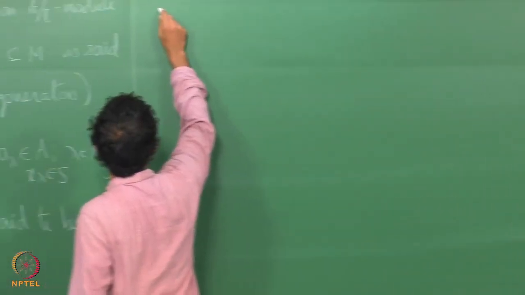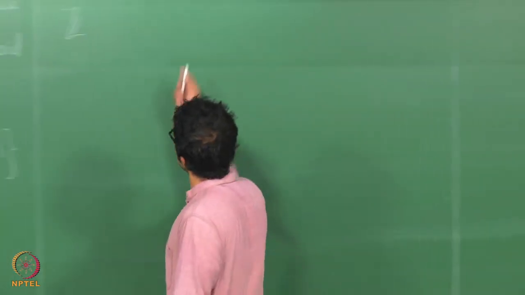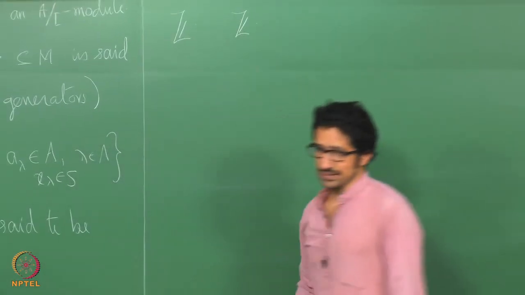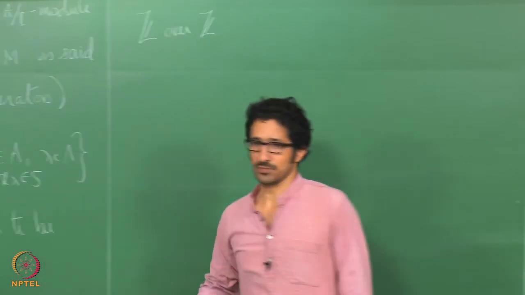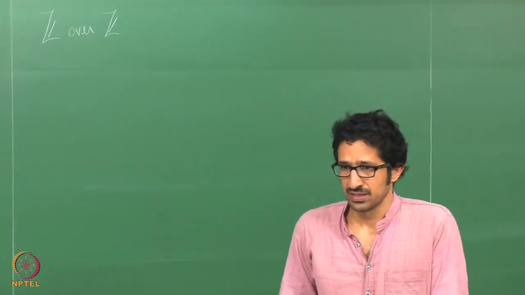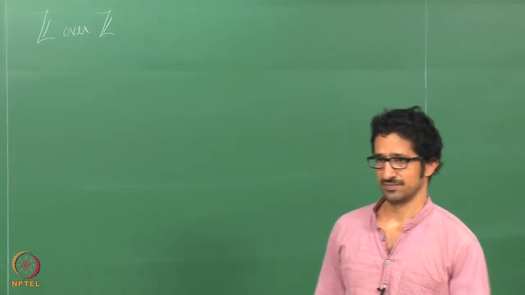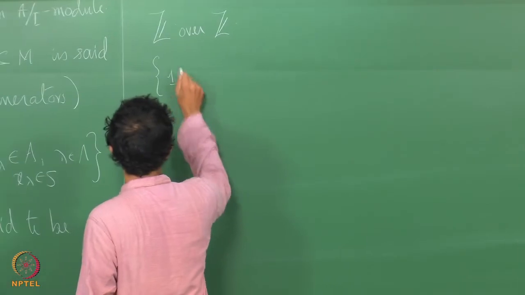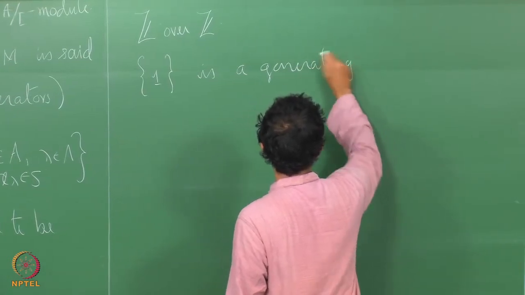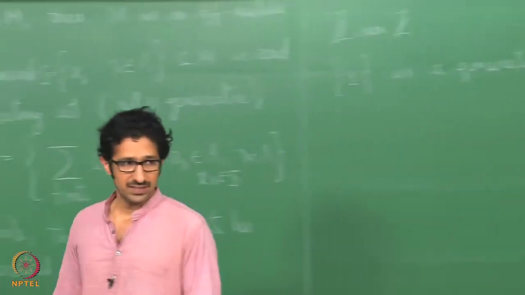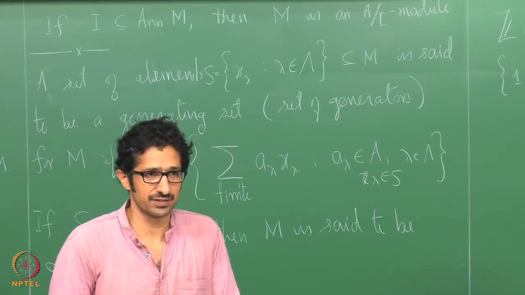For example, if you take one of the nicest examples, Z over Z. If you take the module Z over Z itself, can you give me a generating set? 1, right? This is a generating set. And this is linearly independent, right? Alpha times 1 is 0 if and only if alpha is 0.